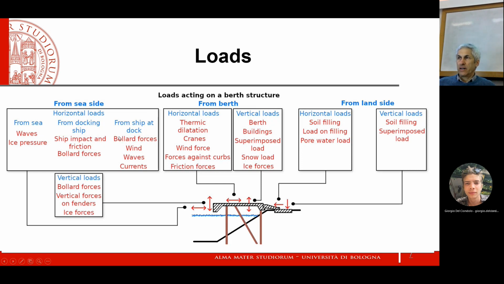From a ship at dock, we have as horizontal loads the bollard forces again. The wind against the ship causes an important load on the berth, and then we have waves, and then we have currents. Now, vertical loads from the seaside, we may have again bollard forces because the ship may also move up and down, thus causing vertical loads on the bollards. And we may have also vertical forces on fenders.